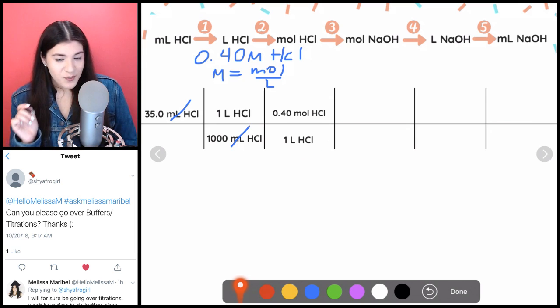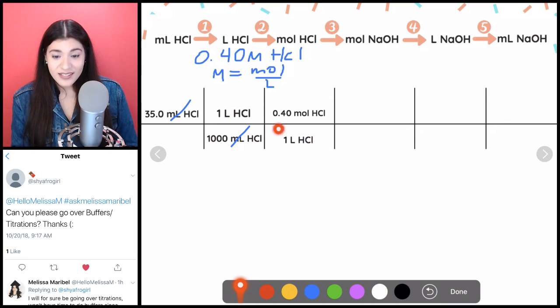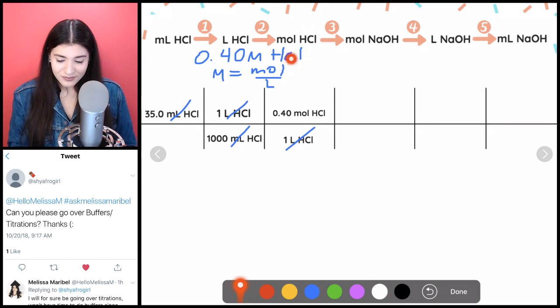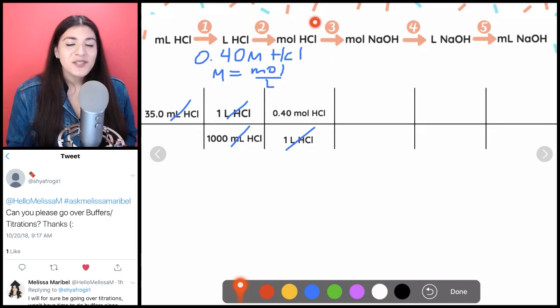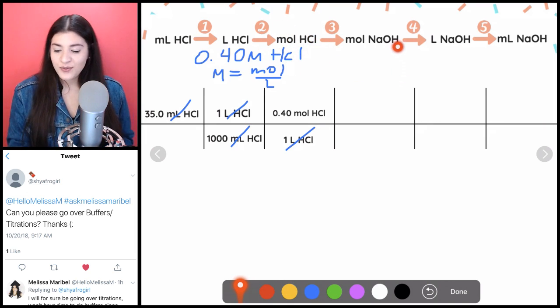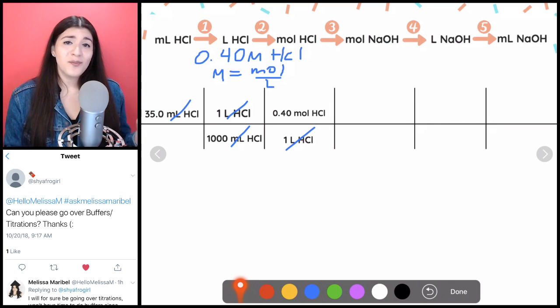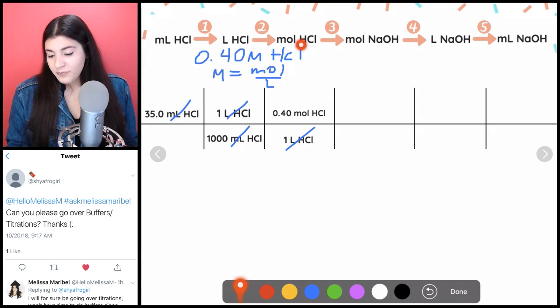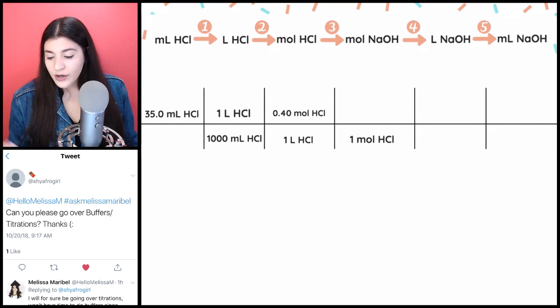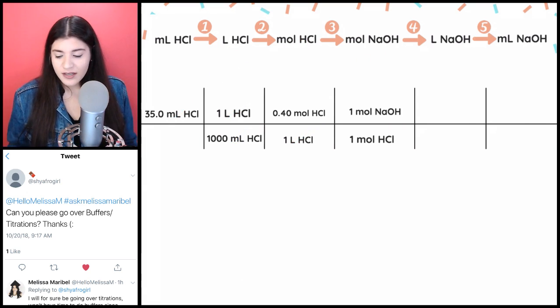And we wanted that on the bottom because we want these to cross out, right? We want them to cancel, which they do. So liters and liters cancel. Now we're at moles of HCl. All right, next thing. Since we're at moles of HCl, now we're going to get to moles of NaOH using the mole-to-mole ratio, which was found in our balanced equation. Okay, so that was just a 1-to-1 relationship because everything was balanced.